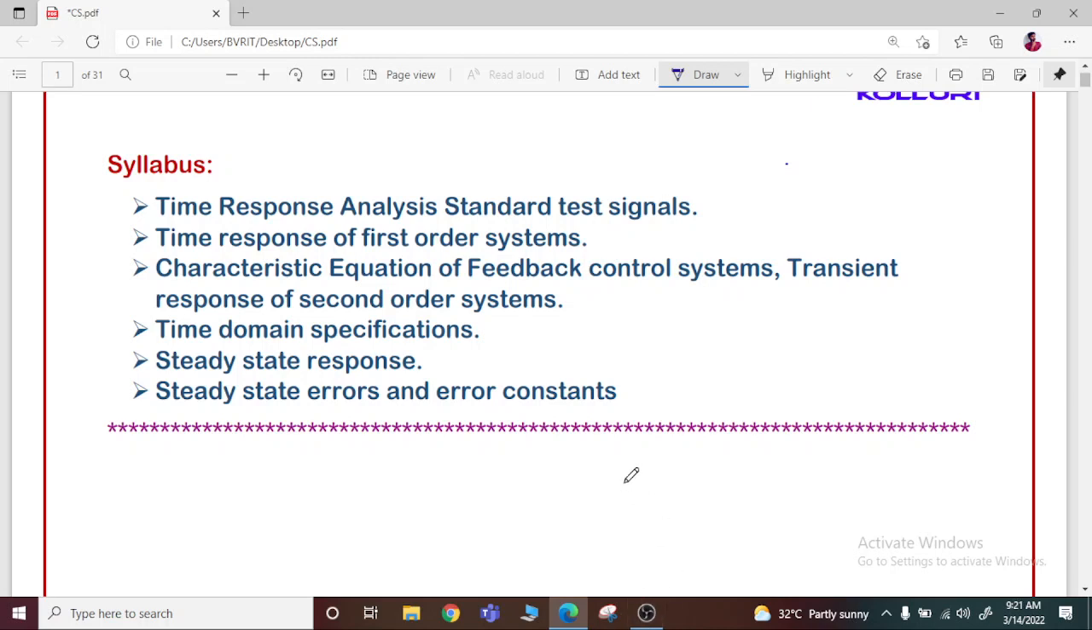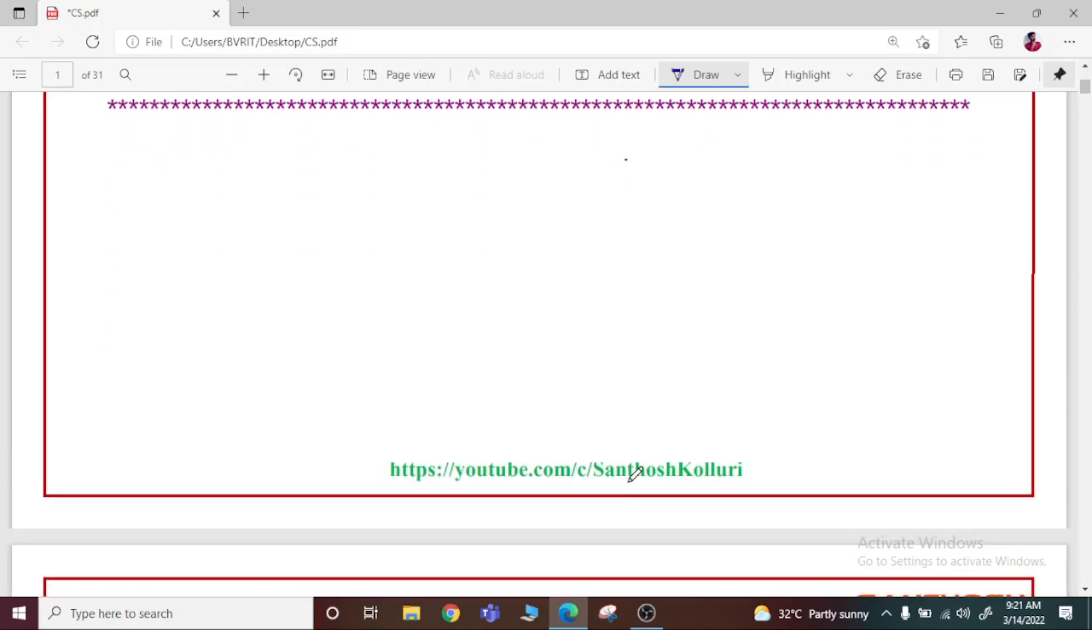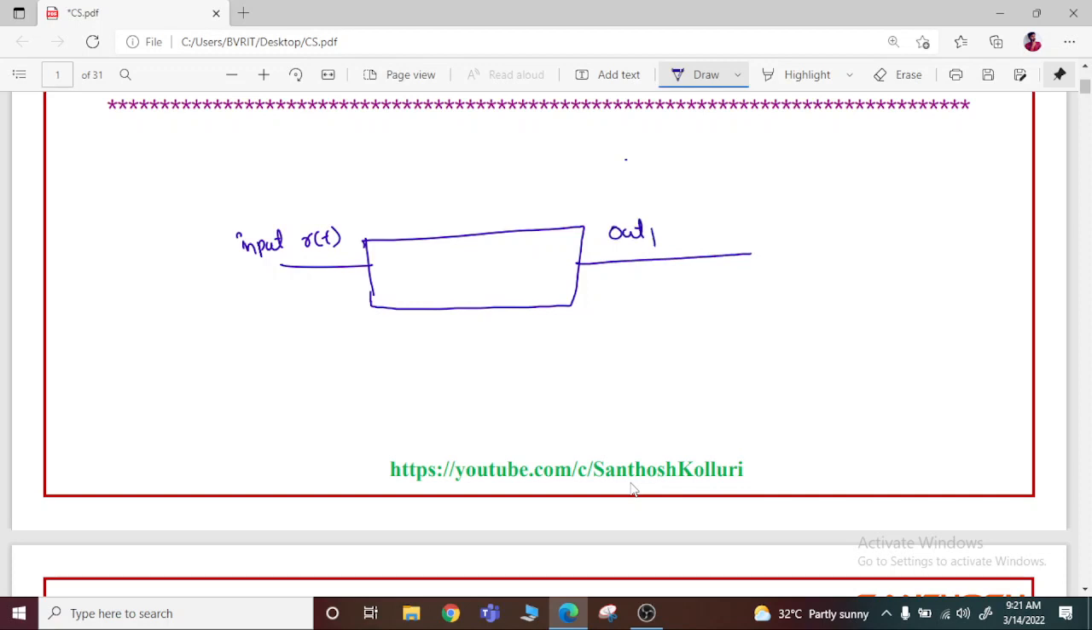Before going to the time response analysis, we have to know a few basics related to it. As we know, the transfer function of a system is nothing but the Laplace transform of output by the Laplace transform of input. So this is the input represented with R of t, and this is the output represented with C of t.